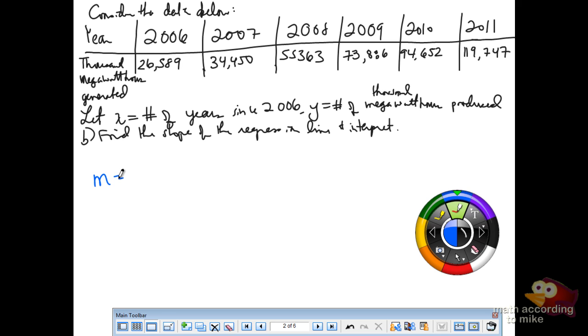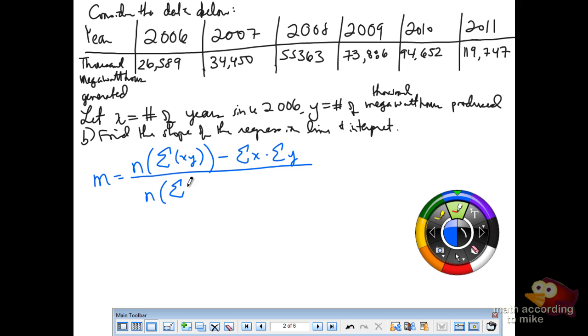Here is the formula for slope. Please try to muffle your screams if you can. Here it is. N times sigma xy minus sigma of x times sigma of y over n times sigma of x squared minus sigma of x quantity squared.